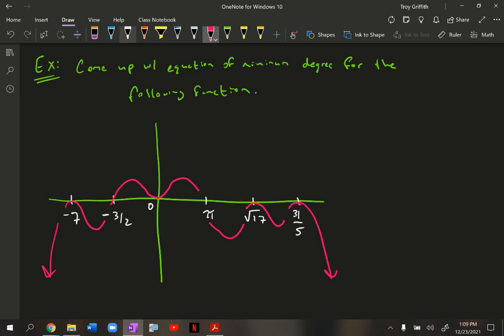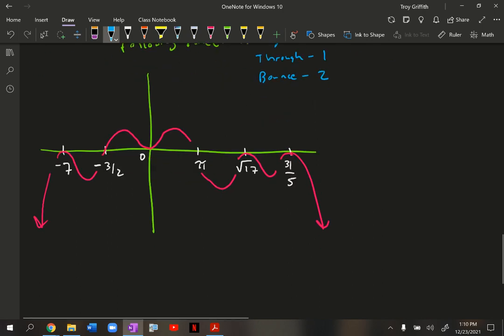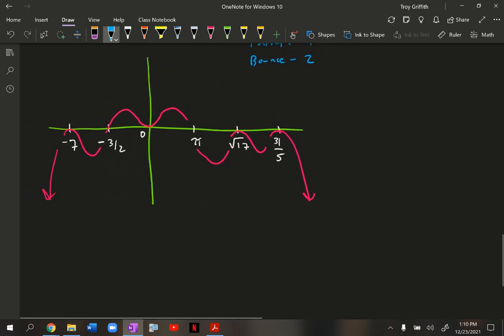First of all, what I want us to focus on is what does this mean when it says minimum degree? Well, minimum degree means there's only 2 options for every x-intercept. If an x-intercept goes through, the minimum degree needed to go through an x-intercept is 1, and the minimum degree needed to bounce at an x-intercept is 2. Because to go through, we need to be odd, and to bounce, we need to be even. So we know that we only really have 2 options when we come up with each factor right here when we write our equation.